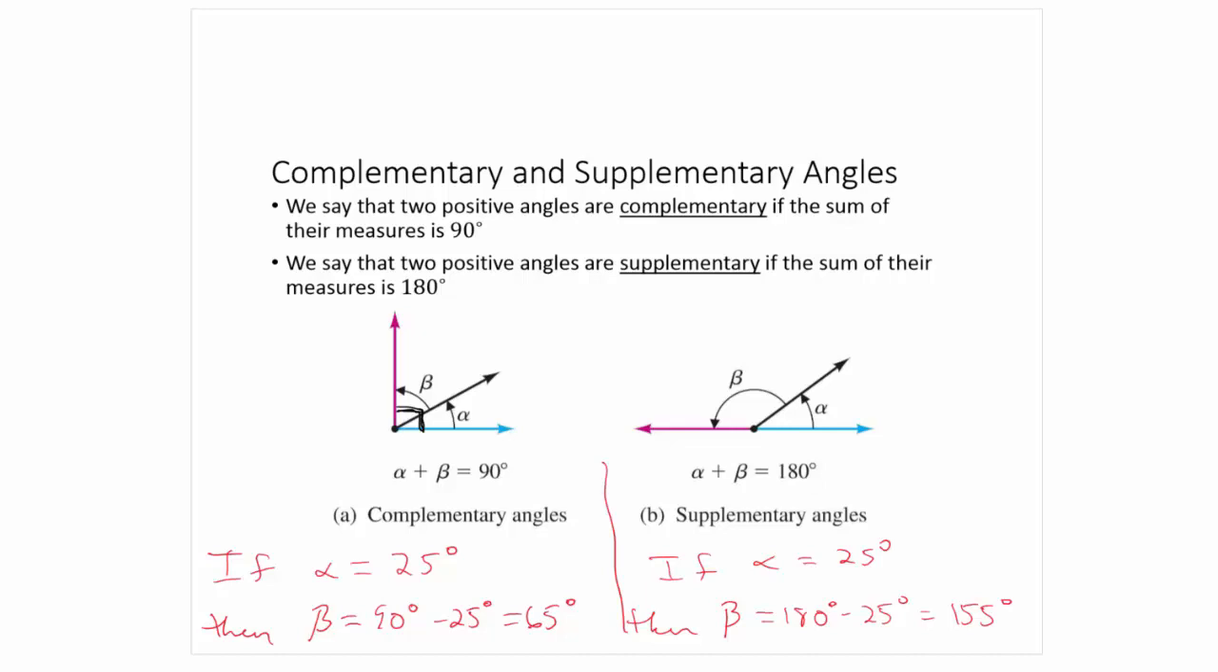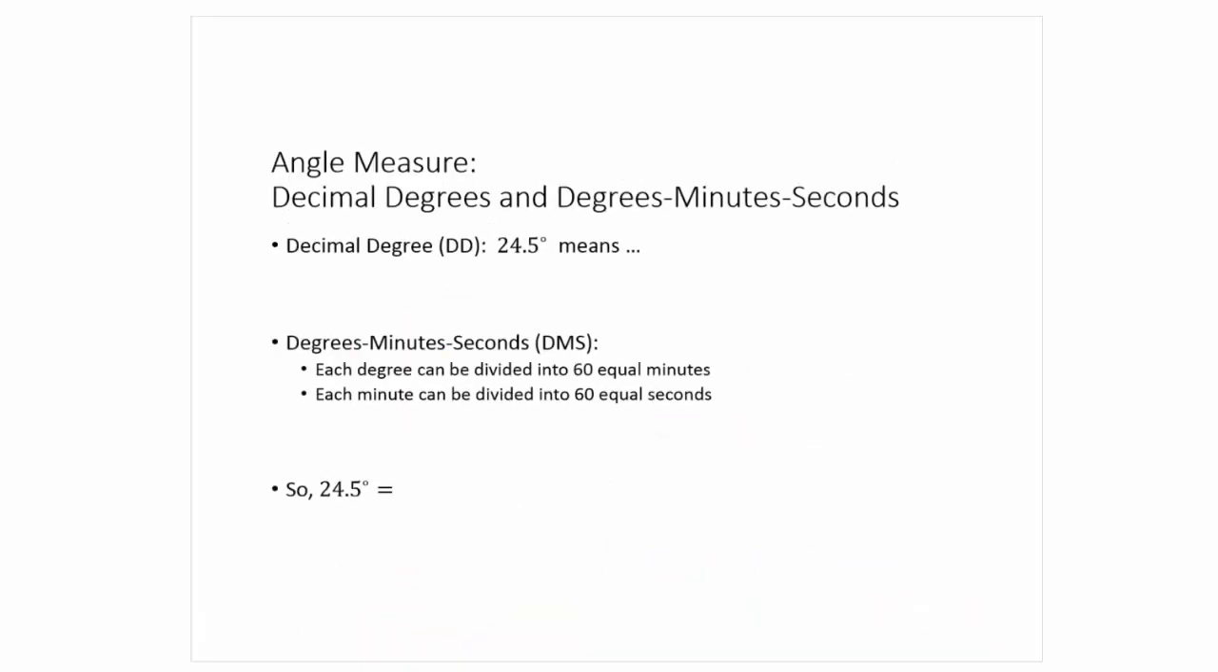All right, so you should be familiar with the concepts of complementary and supplementary angles. Now, when talking about degree measures, there's actually two different ways that we can describe an angle with degrees. There's what's called decimal degrees and degrees, minutes, seconds. Most of the time we're going to use decimal degrees in this course, but I want to at least be familiar with degrees, minutes, seconds, because sometimes the angles that are shown in the textbook will have degrees, minutes, seconds, and so you need to at least be familiar with that.